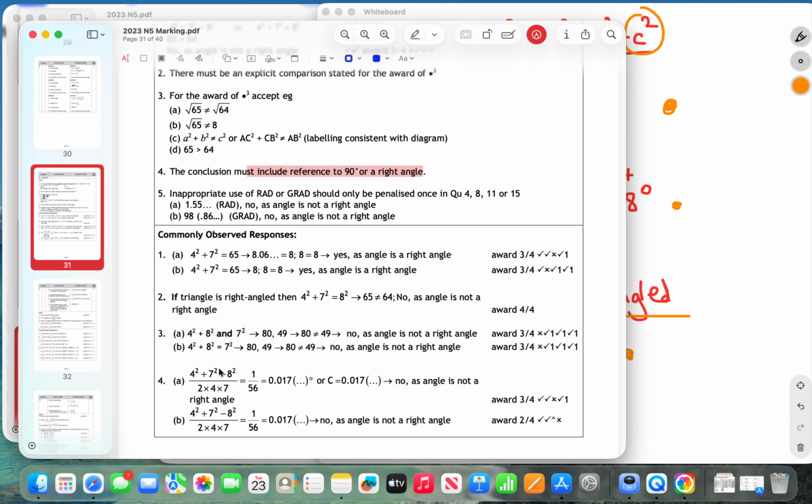And let's have a look at these then. So many pupils forgot to find C instead of the cosine of C. So they wrote 0.017. That would lose you a mark. And they did it here as well. They got 0.017.